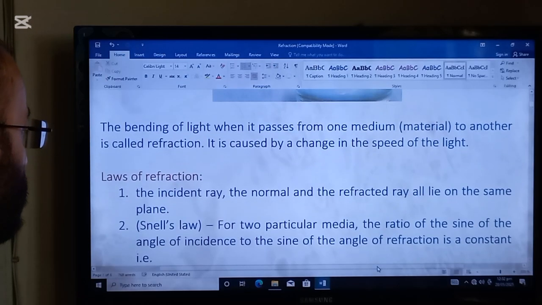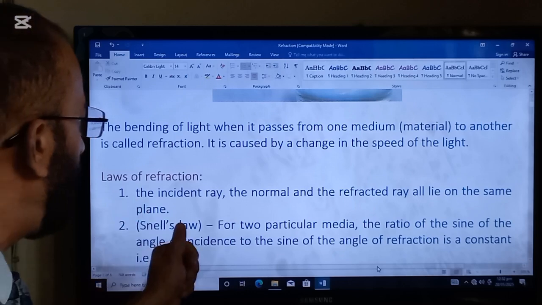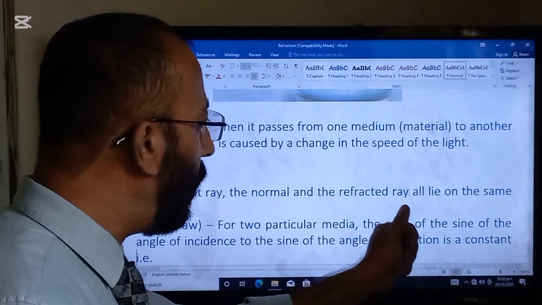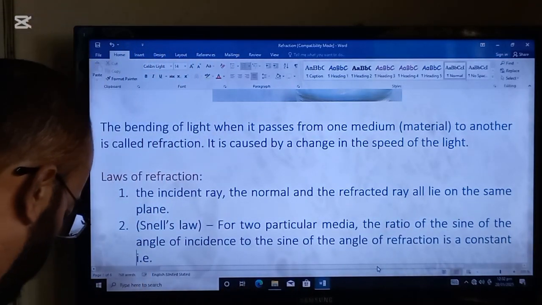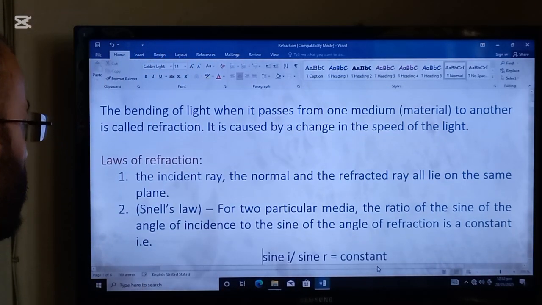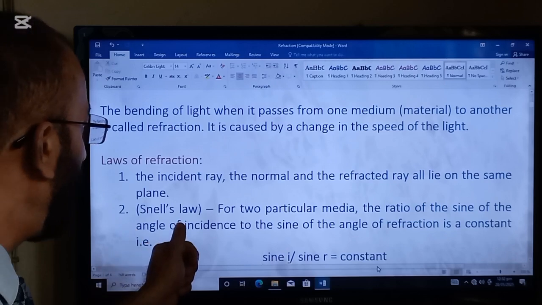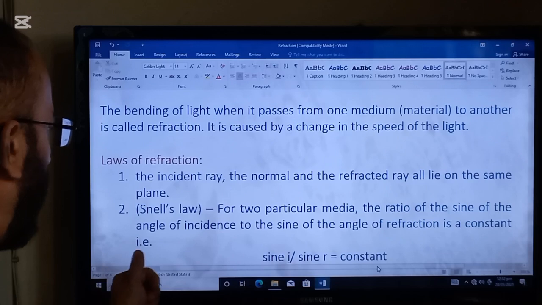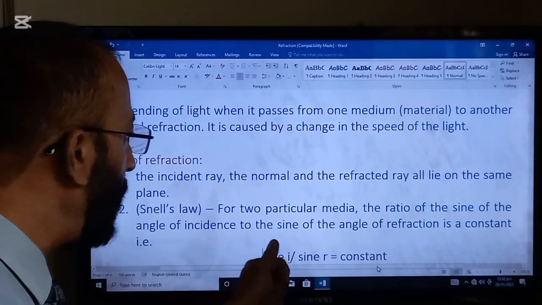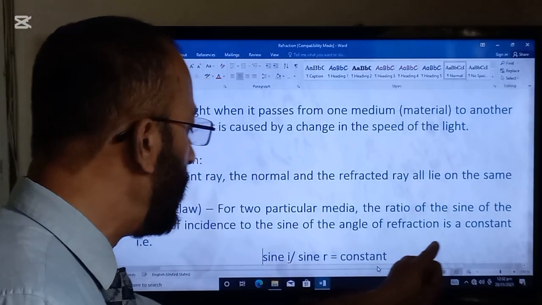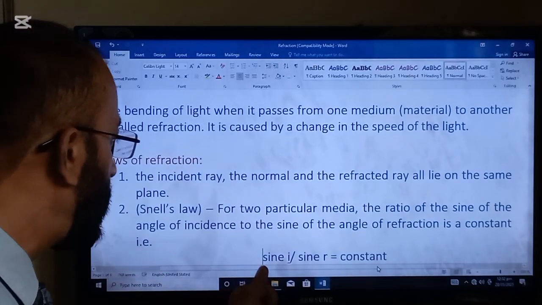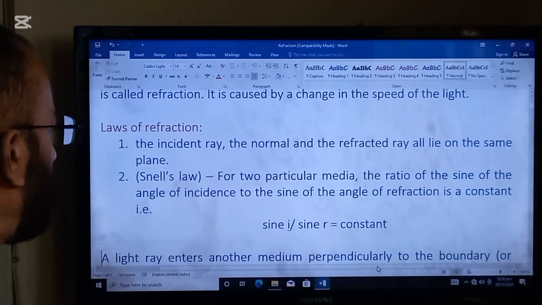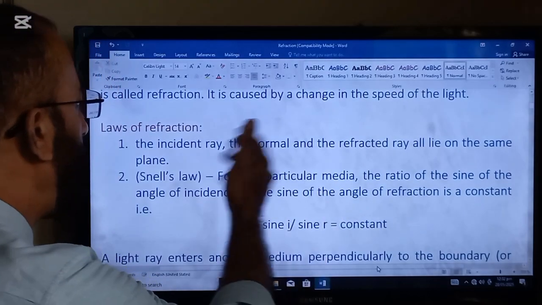Laws of refraction. The first law is the incident ray, the normal, and the refracted ray all lie in the same plane. And the second law is called Snell's law. For two particular media, the ratio of the sine of the angle of incidence to the sine of the angle of refraction is a constant, that is sine I over sine R is equal to constant. So these are the two laws of refraction.